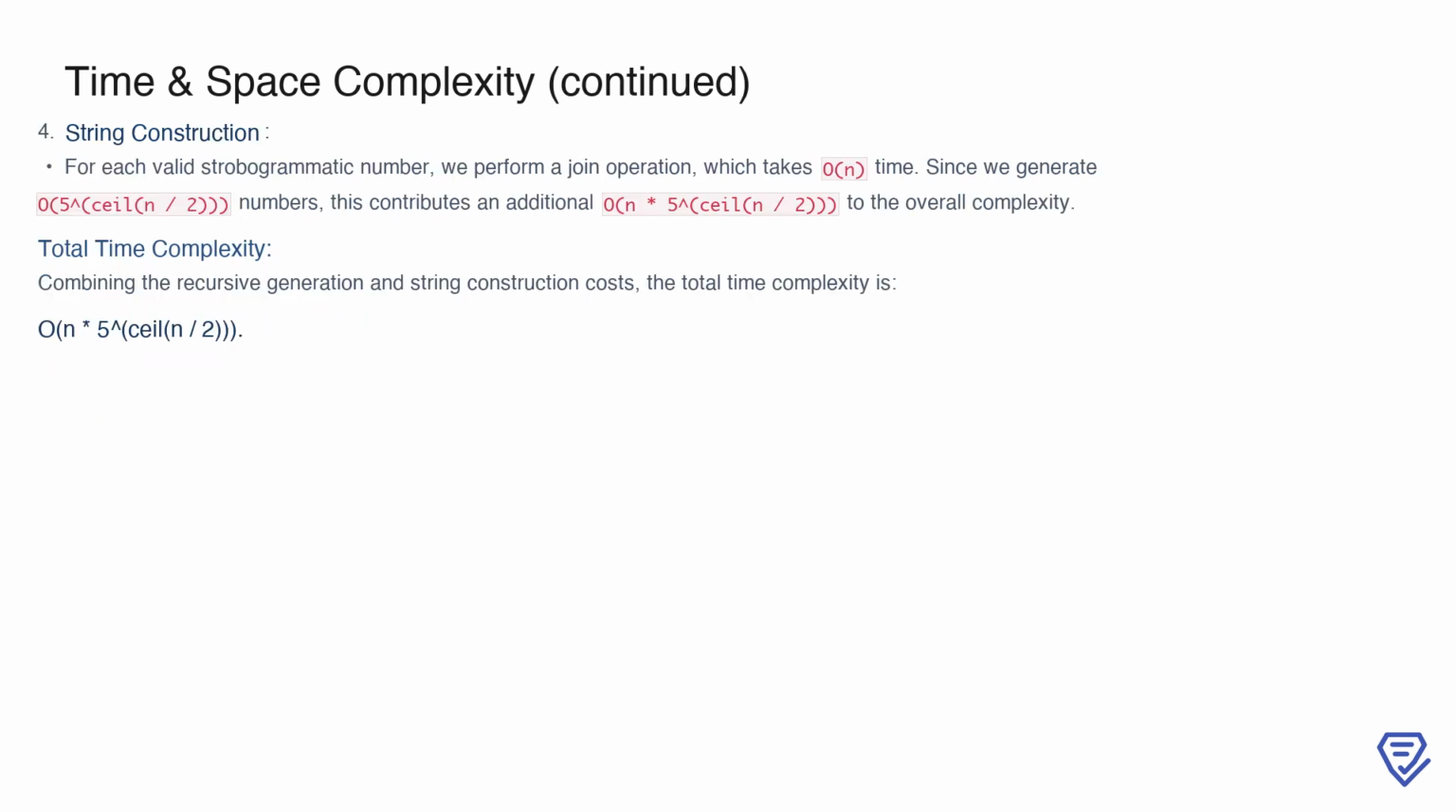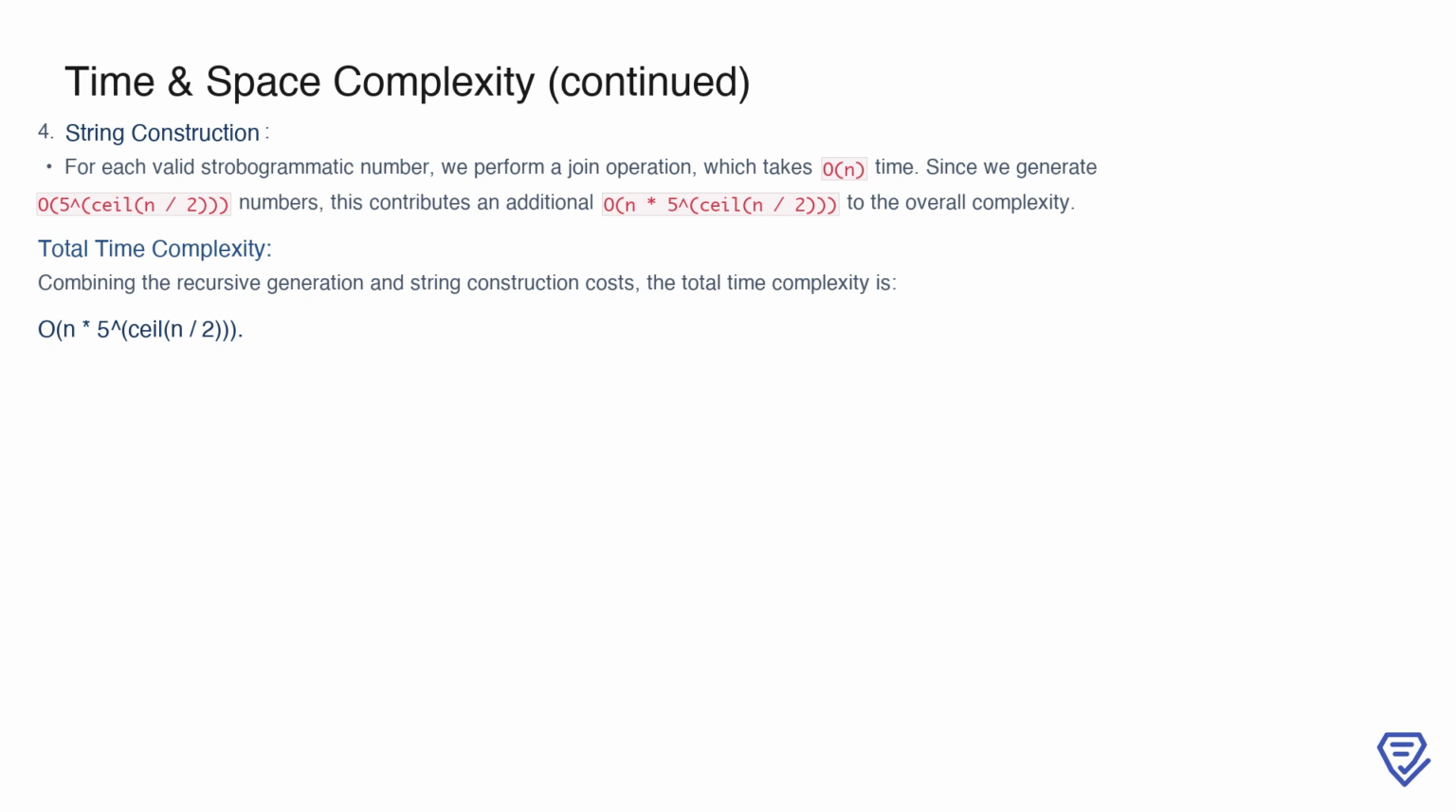Now, let's consider the cost of constructing the strobogrammatic strings. For every valid number generated, we perform a join operation to create the final string representation. This join operation takes n time, and since there are 5^ceil(n/2) numbers generated, the total cost of string construction is n*5^ceil(n/2). Combining this with the cost of recursive generation, our overall time complexity becomes n*5^ceil(n/2).